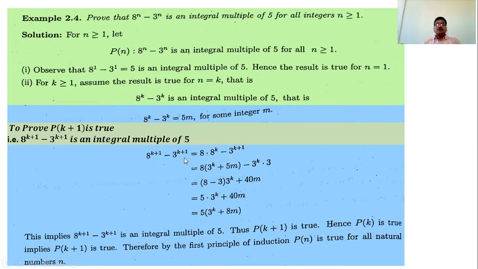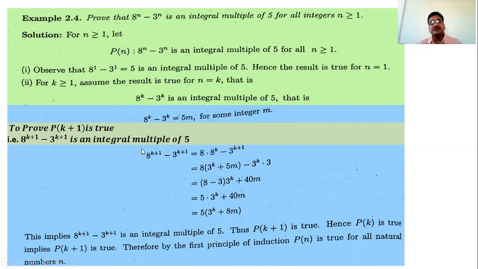So what is the procedure of proof by using the first principle of mathematical induction? If we have to prove any statement by using mathematical induction, then the proof is in two steps. What is the first step? Prove the result is true for n is equal to 1. And in the second step, we assume the result is true for n is equal to k and prove the result is true for n is equal to k plus 1. That is, we have to prove that 8 raised to k plus 1 minus 3 raised to k plus 1 is an integral multiple of 5, that is, if it is expressed in the form 5 into some integer.